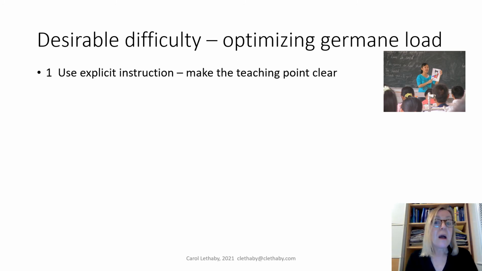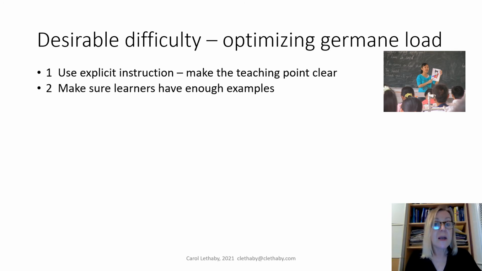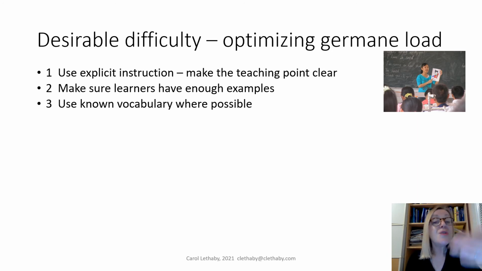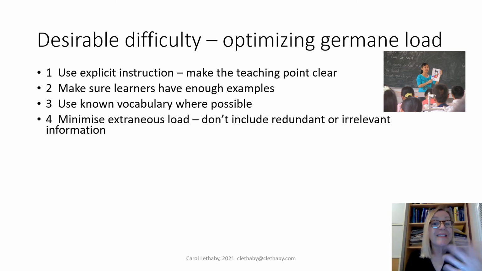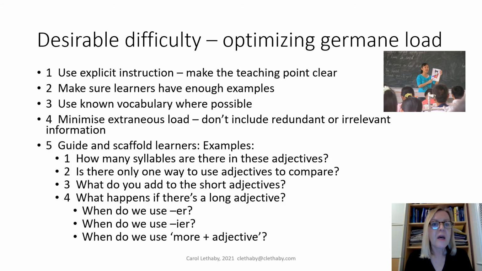And that could be by using explicit instruction, making the teaching point very, very clear for learners, making sure that learners have enough examples to be able to make their generalization. Use known vocabulary wherever possible, so that's one less cognitive load that we're giving learners. Minimize the extraneous load. We'll be talking more about that in a minute. Don't include redundant or irrelevant information.